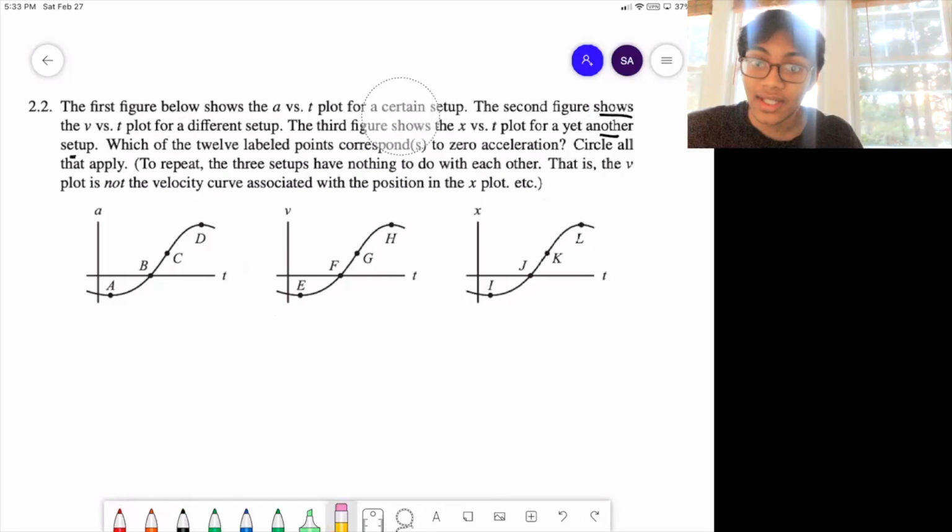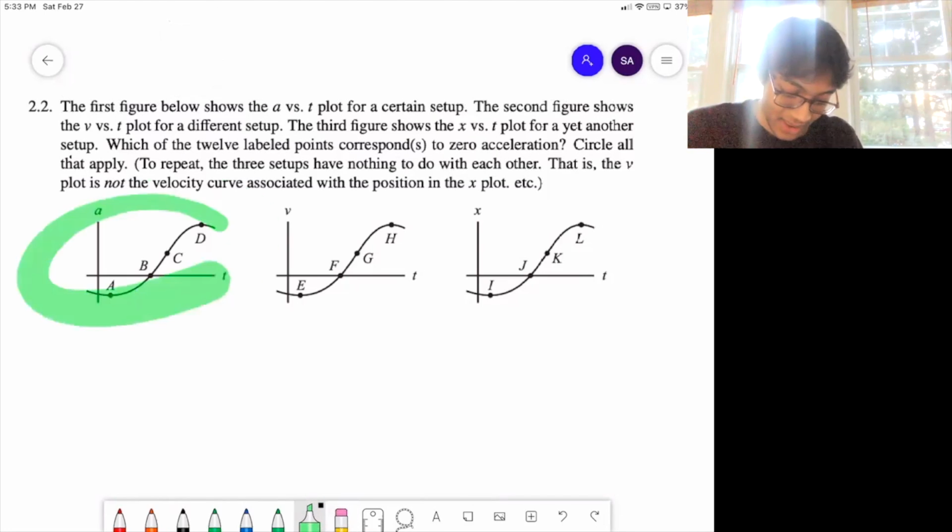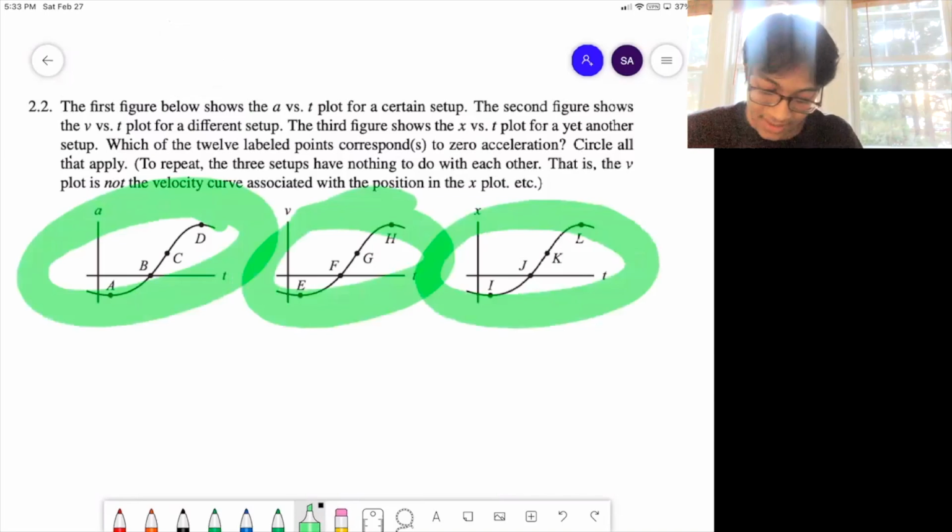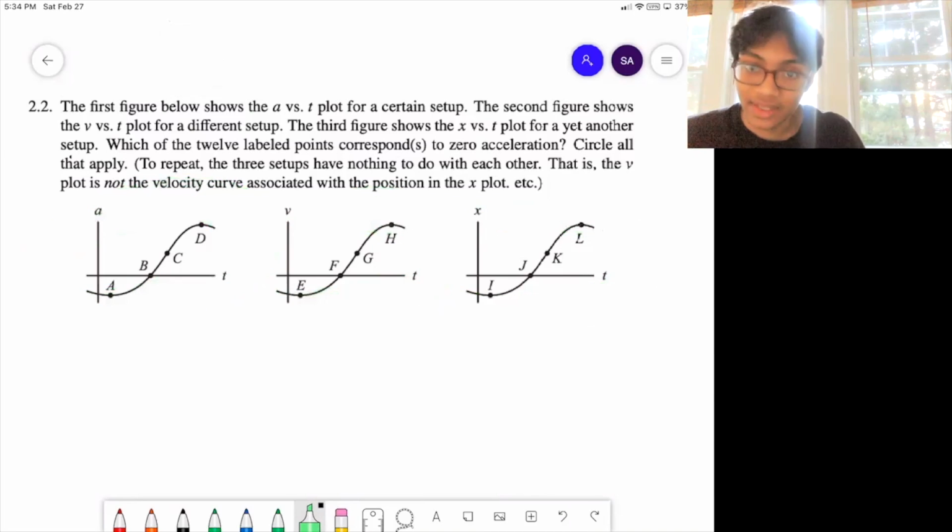Now here's the thing. These three setups are completely independent of each other. So this VT, this AT, this VT, this XT, they're mutually exclusive. They have nothing to do with each other. Which of the 12 labeled points corresponds to zero acceleration?